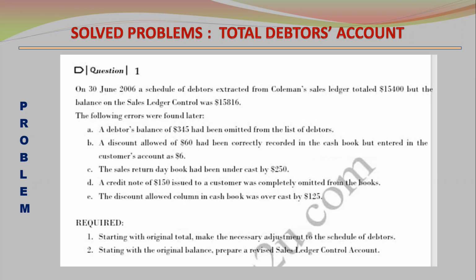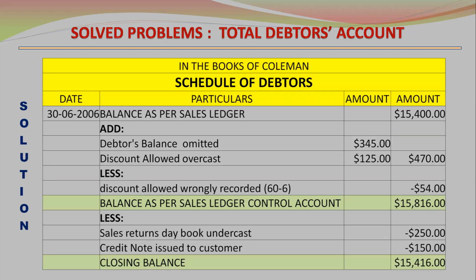Required. 1. Starting with the original total, make the necessary adjustment to the schedule of debtors. 2. Starting with the original balance, prepare a revised sales ledger control account. Solution. In the books of Coleman, schedule of debtors, date, particulars, amount. 30th June 2006. Balance as per sales ledger 15,400.